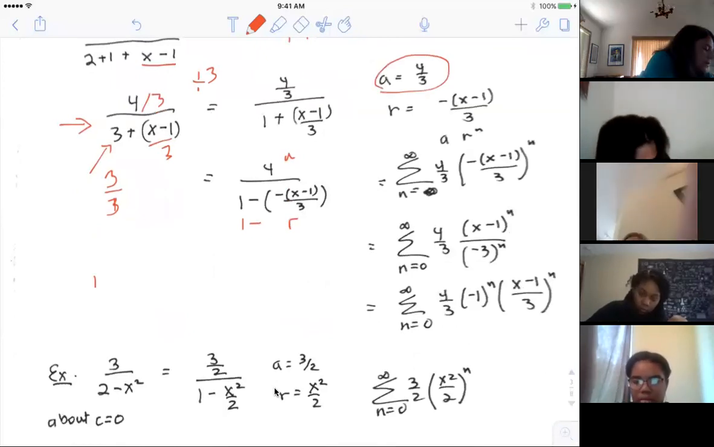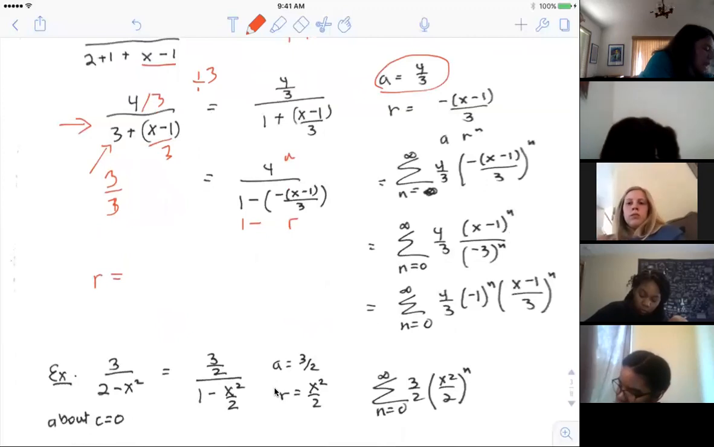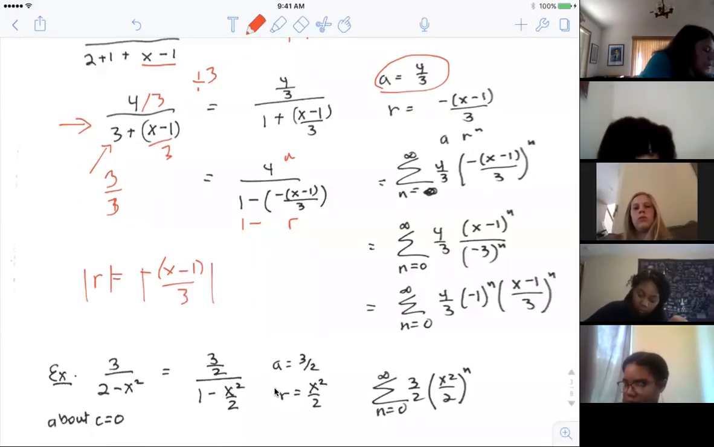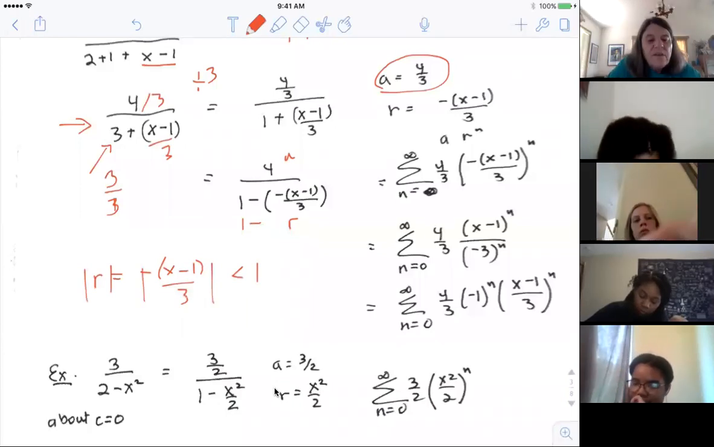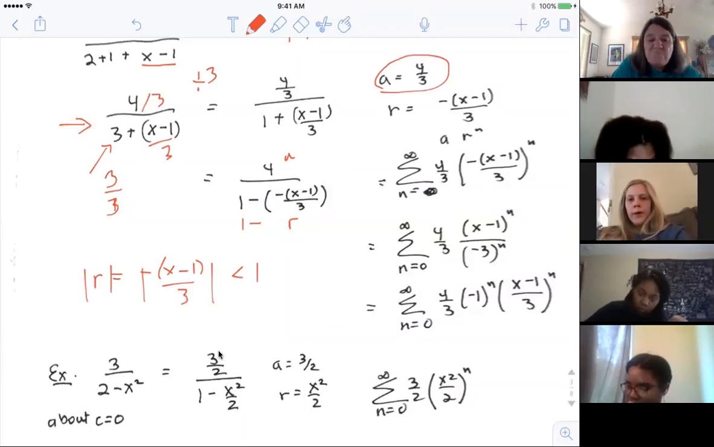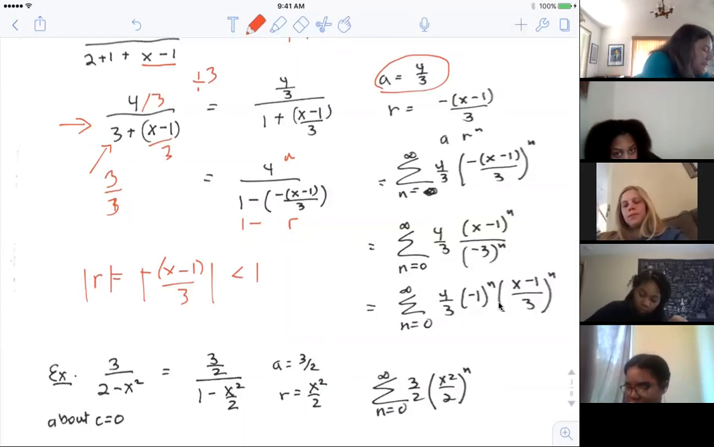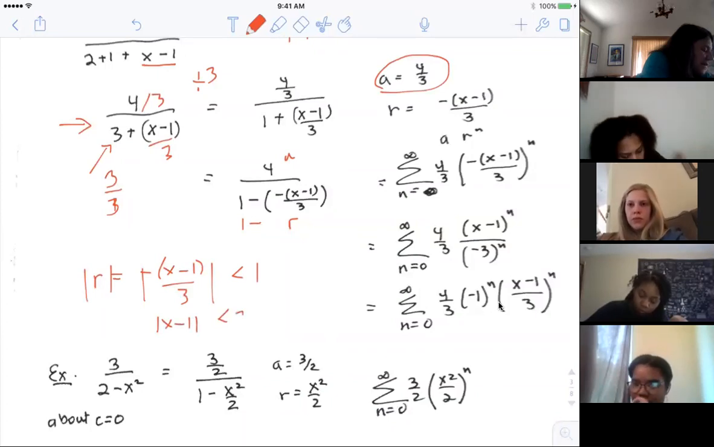R, and I'm going to write that down here, R is minus (x minus 1) over 3. And this thing will converge where the absolute value of that's less than 1. Let me play that out, and then we'll write the series. Because once I write the series and know where it converges, I've done everything. This will be the absolute value of (x minus 1) less than 3.